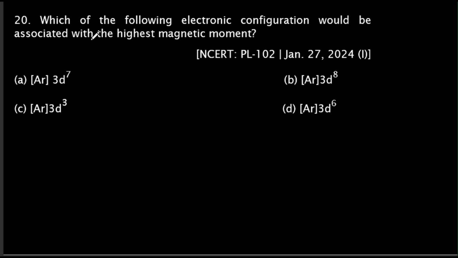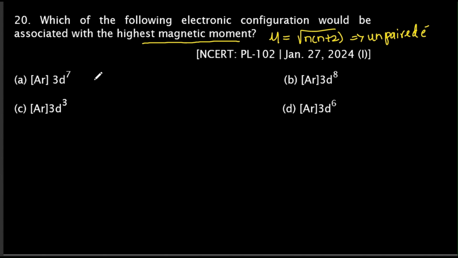The next question is, which of the following electronic configurations would be associated with the highest magnetic moment? So here you have to calculate the magnetic moment. Magnetic moment formula is mu equal to root of n into n plus 2. So it is related to the number of unpaired electrons. So if the number of unpaired electrons is more, then the magnetic moment will also be the highest. So we are going to see the number of unpaired electrons.